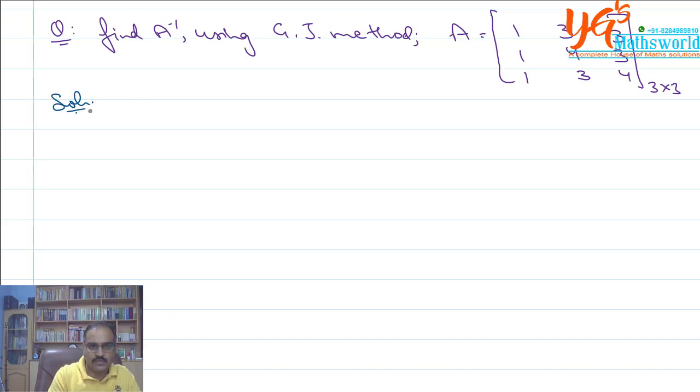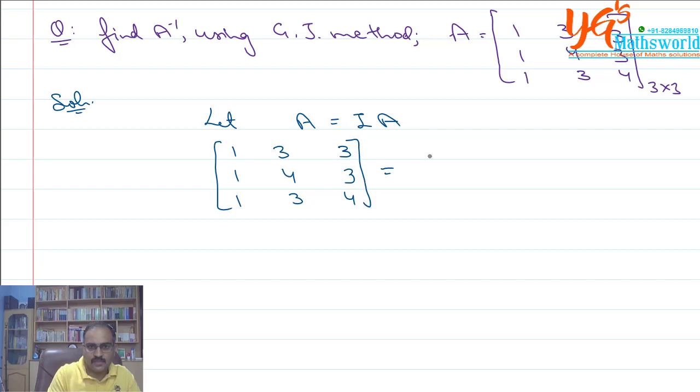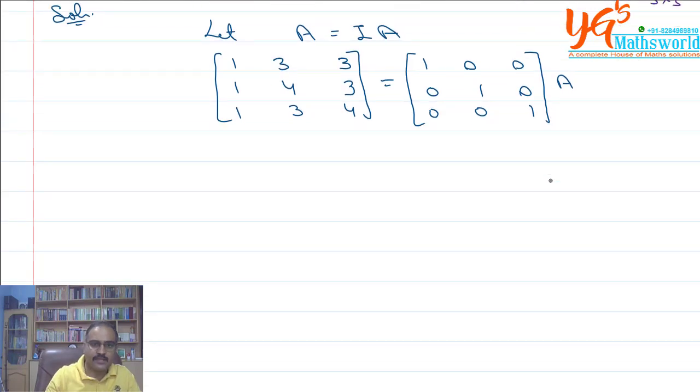So solution will be, let A is equal to identity into A. Now the value of A is 1 3 3, 1 4 3, 1 3 4 is equal to 1 0 0, 0 1 0, 0 0 and 1, into A. Okay, I need to convert this matrix A into identity matrix.